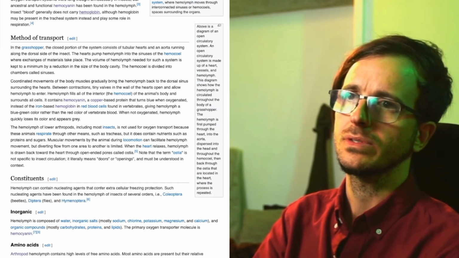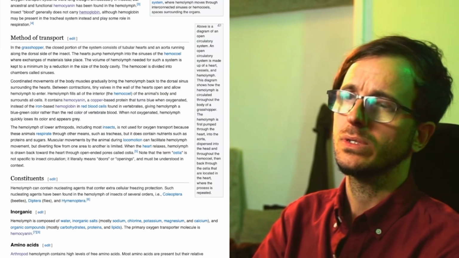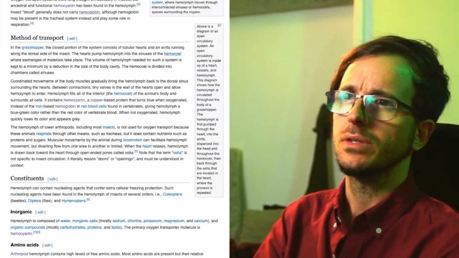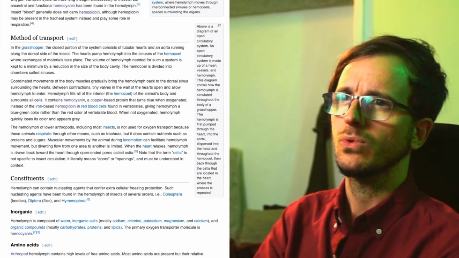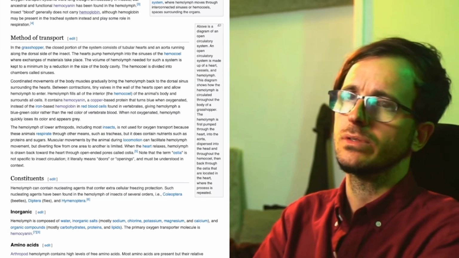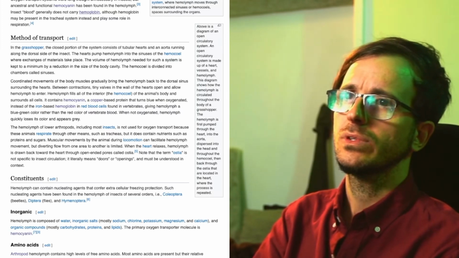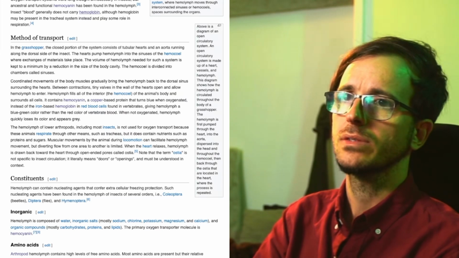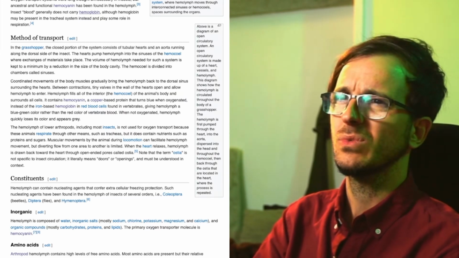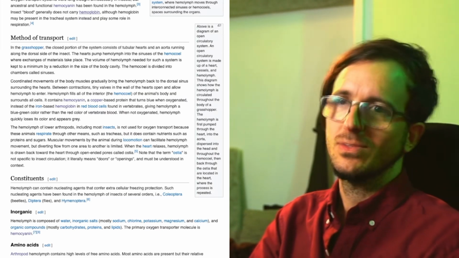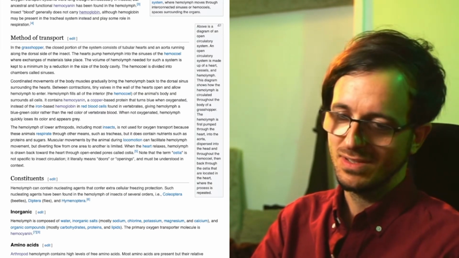It would have been interesting to see x-rays of a bug, or a cross-section, if that is even possible without damaging the structure. Sinuses of the hemocoel, where exchanges of materials take place. The volume of hemolymph needed for each system is kept to a minimum by a reduction in the size of the body cavity. The hemocoel is divided into chambers called sinuses. So that's where the bug's sinuses are.